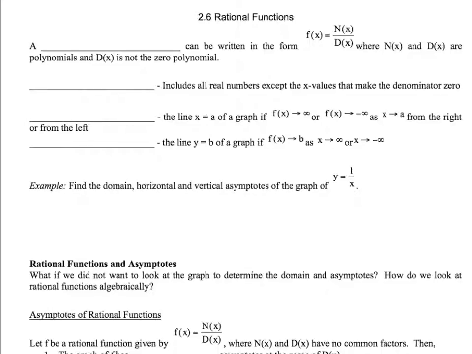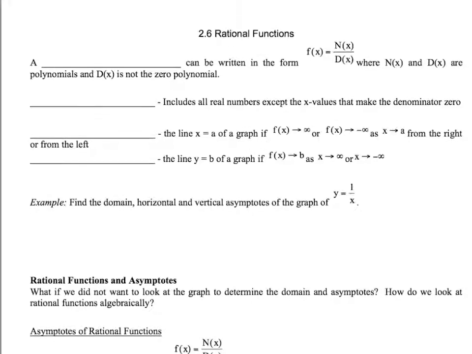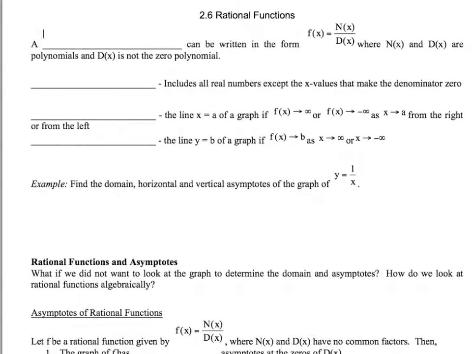Today I'm going to quickly go through a unit on rational functions. The first blank says a function can be written in the form n of x over d of x, where n and d are polynomials and d is not the zero polynomial. That's a rational function. And that's just two polynomials divided by each other.